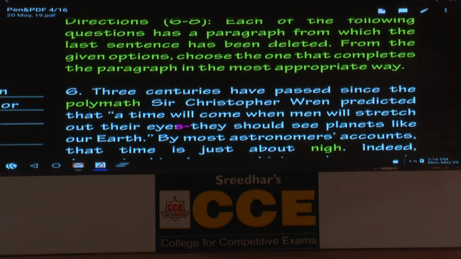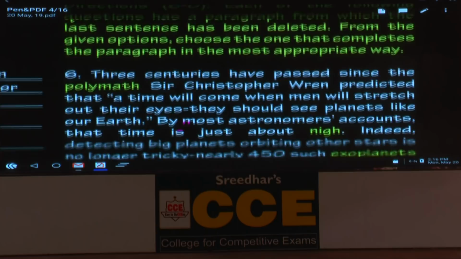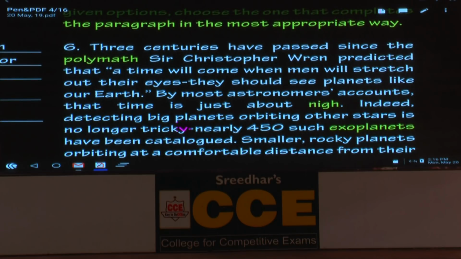Again, CAT model. Which model? CAT model. From the given options, choose the one that completes the paragraph in the most appropriate way. I'll read out. 3 centuries have passed since the polymath. Underline the word polymath. I'll show the meaning later. Polymath means a person with a lot of knowledge. Intellectual. Polymath. Don't write. I'll show the meanings later.